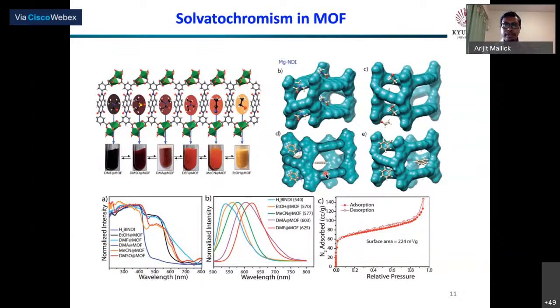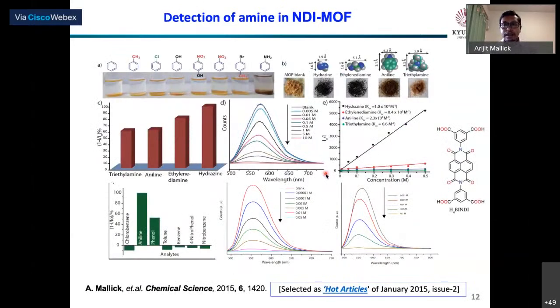Now I'll come to the amine sensing. As I told, this NDI core is electron deficient. So when the electron-rich amine molecules come towards the center, it does charge transfer. And this charge transfer complex shows a distinct color change. To the normal eye, you can see here, the different functionalities don't show any color. But when we use some amines, it shows the color.